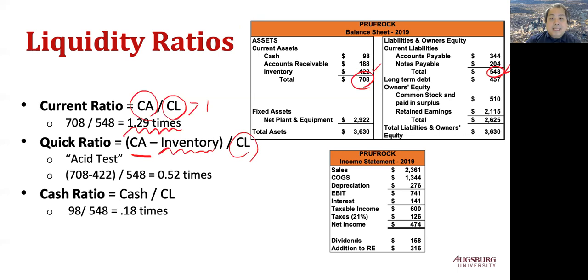The third one is cash ratio. Now let's measure the amount of cash, because cash is the most reliable, most liquid. For this company, cash is 98 divided by 548 current liability, so 0.18 times. These are three typical liquidity ratios we can get.